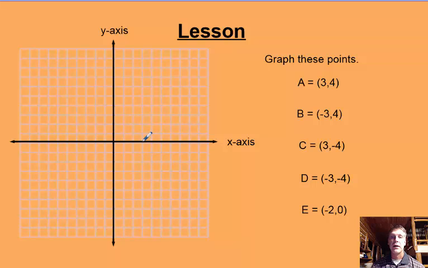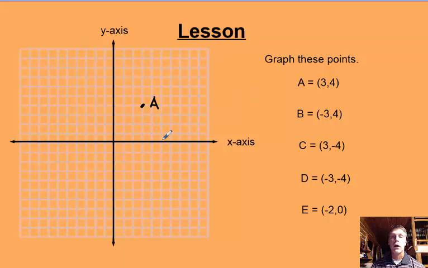And then keeping your pencil or pen there, my y value now is 4. So now I slide up 4. 2, 3, 4. And at that intersection, that will be point A, which is 3, 4. So again, over 3, up 4.